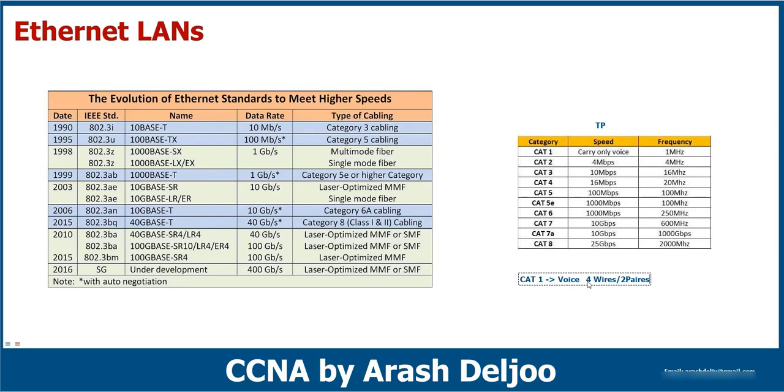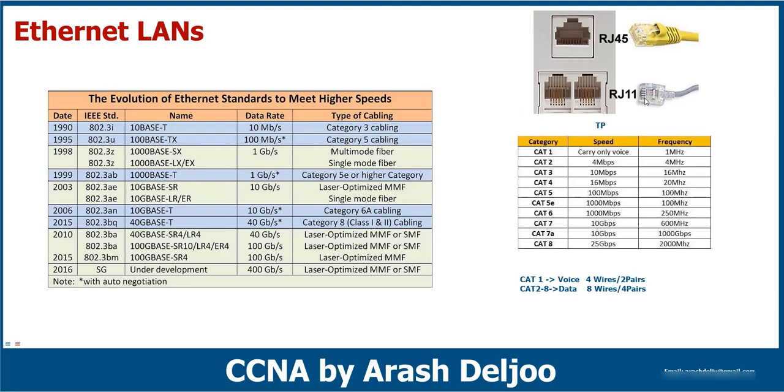But in other categories, okay, let me write here, in other categories, Cat 2 to Cat 8, that we can use for data. For example, in our LANs for Ethernet, we have 8 wires, and also we can say we have 4 pairs.